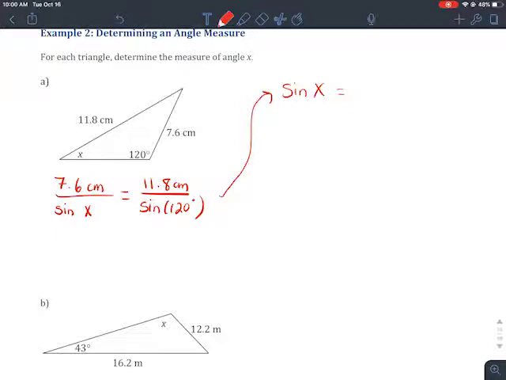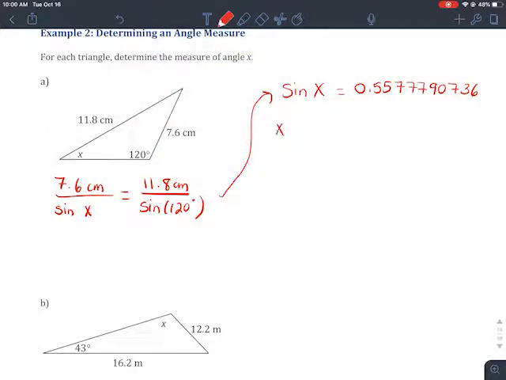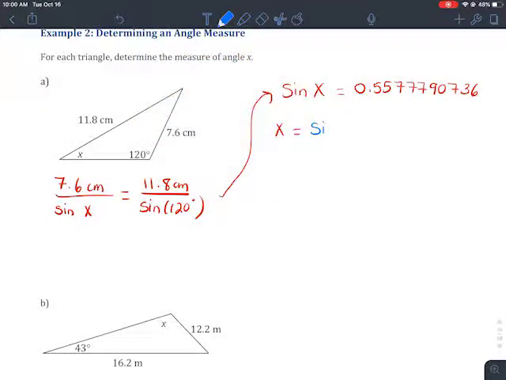And it doesn't actually tell me my full answer this time. What it tells me is the sine of x. And that turns out to be 0.5577790736. Now, in order to finish this question, we have to get rid of sine. Now, just like you learned when you did SOHCAHTOA, what we had to do was not divide by sine, but take the inverse of sine.